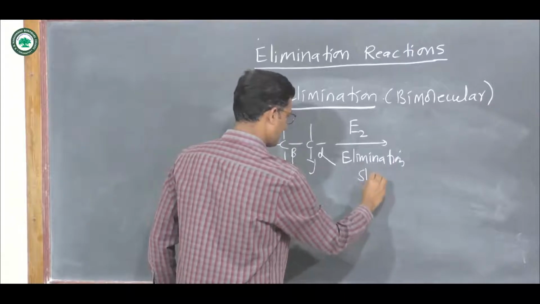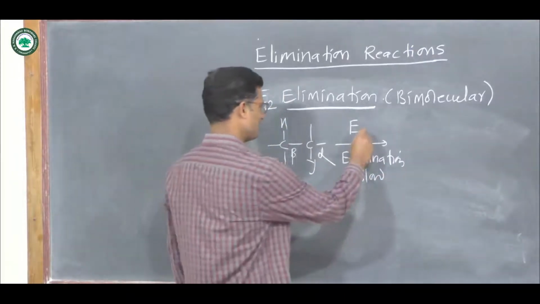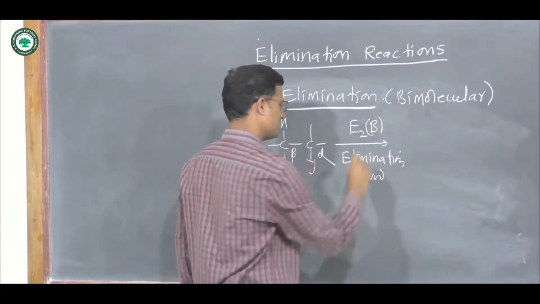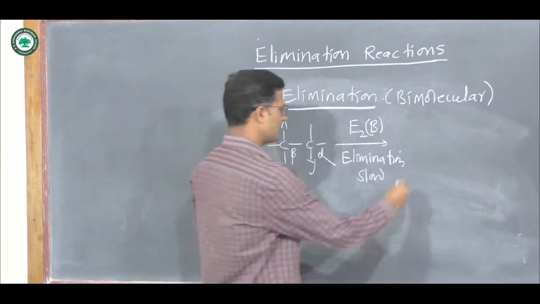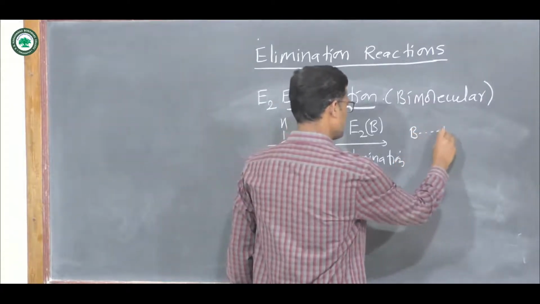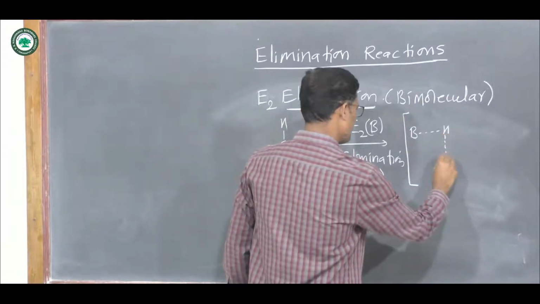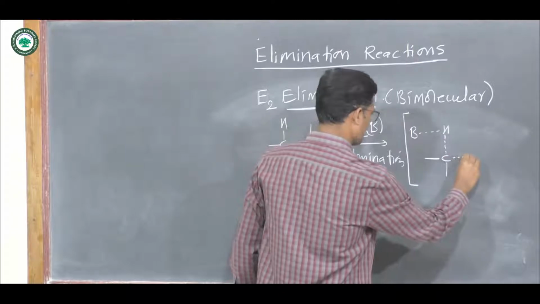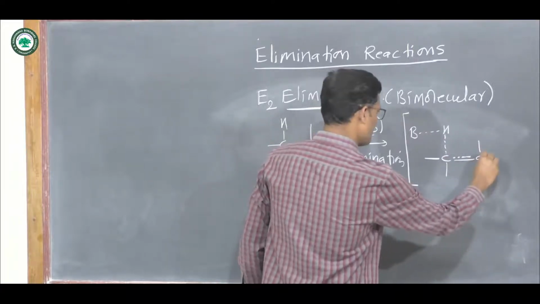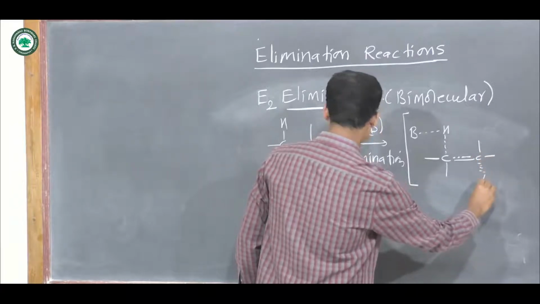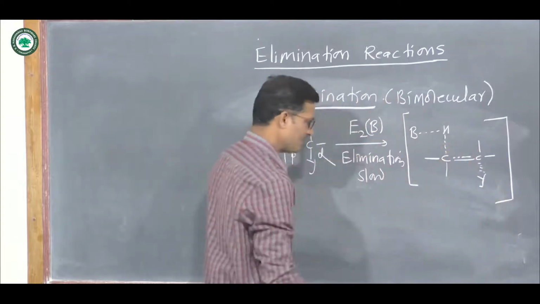this is the first step. It is a slow step, and we use a base. We know that in an elimination reaction we use a strong base. Suppose we use this base, then what happens? The base abstracts the hydrogen, then the bond between the beta carbon and hydrogen is broken, and simultaneously the bond between the alpha carbon and Y, or the leaving group, is broken, and we get a transition state.